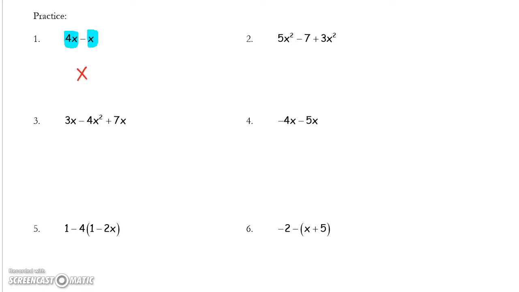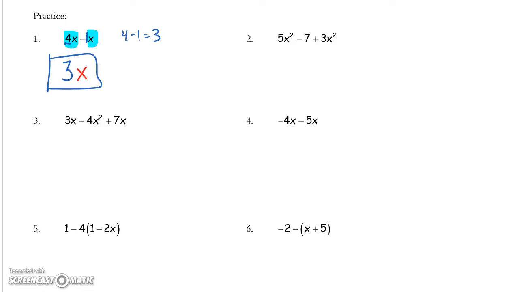I know that'll be in my answer. And my coefficients here are 4, and even though it's not here, there really is an invisible 1 there. So I'm going to take 4 minus 1, I get 3. That becomes the coefficient of my answer. I get 3x.